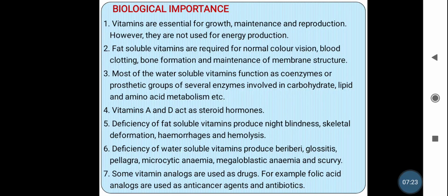Then the deficiency of the fat soluble vitamins produces night blindness, skeletal deformation, hemorrhages and hemolysis. So if there is a deficiency of the fat soluble vitamins, it leads to night blindness, or skeletal deformations, that is, deformities in the bones or the skeleton, hemorrhages, or hemolysis. When the blood cells get destroyed, that is known as hemolysis.